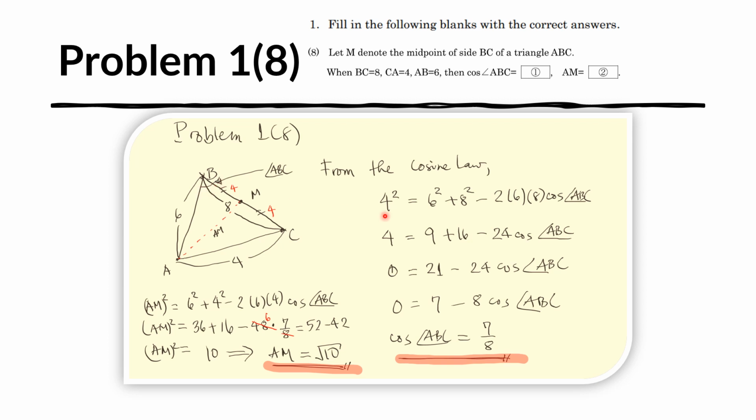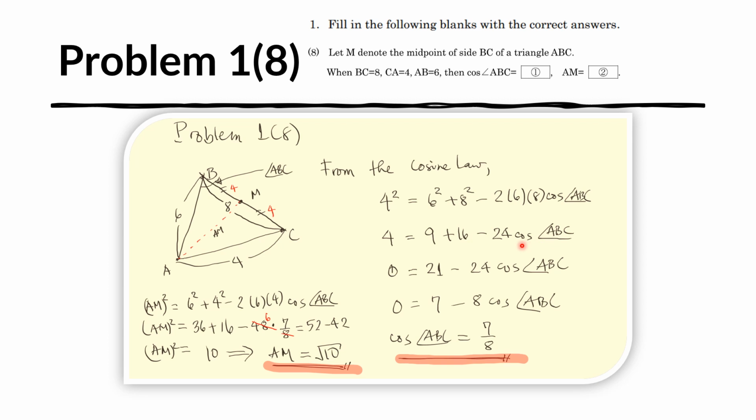Now, we can solve for the cosine of ABC by solving this equation. First, we divide all sides by 4, so this one becomes 4. Here we have 36 divided by 4 is 9. 64 divided by 4 is 16. And here we can divide 8 by 4 to get 2. 2 times 6 is 12 times 2 is 24. And the cosine of the angle is here.